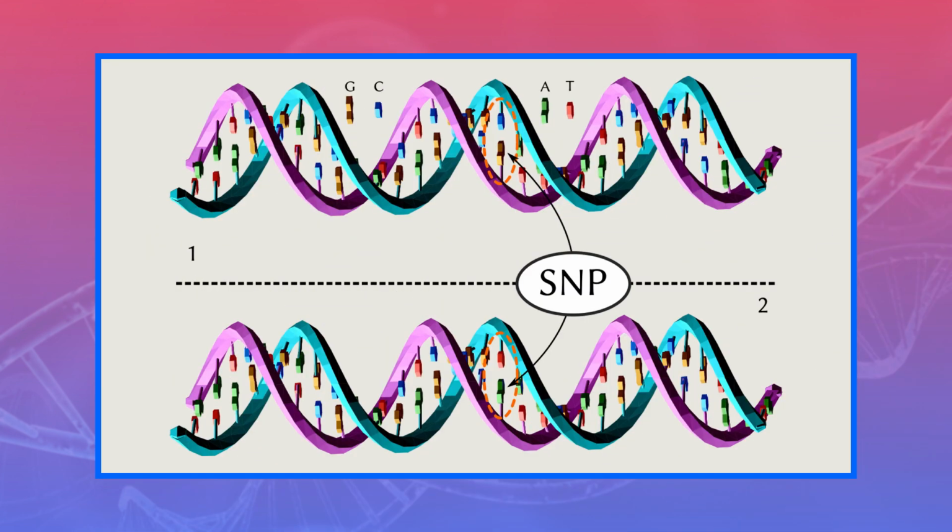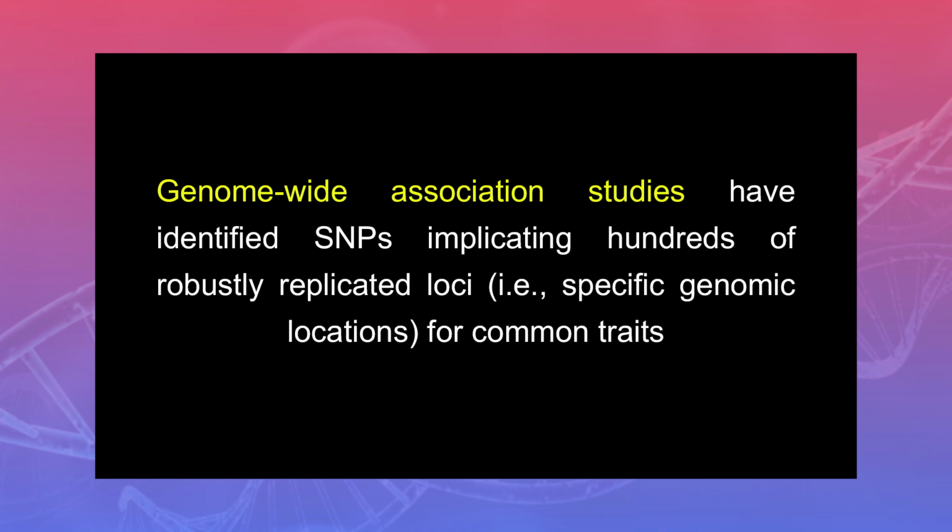Such conditions, in contrast with single gene disorders, are caused by many genetic and environmental factors working together, each having a relatively small effect and few, if any, being absolutely required for disease to occur. Although complex conditions have been referred to as the geneticist's nightmare, in the past 5 years genome-wide association studies have identified SNPs implicating hundreds of robustly replicated loci, that is, specific genomic locations for common traits.